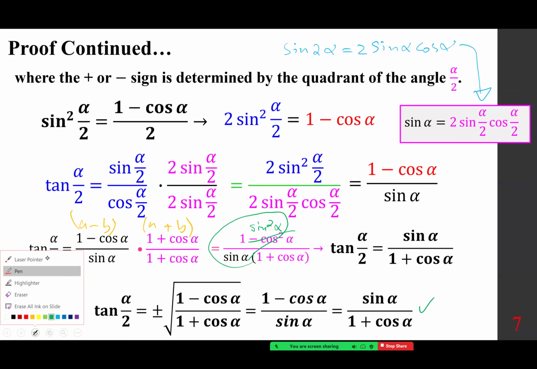So tan of alpha over 2, you can go with plus minus the square root of 1 minus cosine alpha over 1 plus cosine alpha. Or 1 minus cosine alpha over sine alpha. Or sine alpha over 1 plus cosine alpha. There are 3 different ways of finding it.